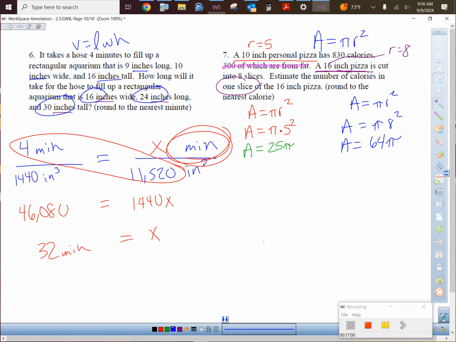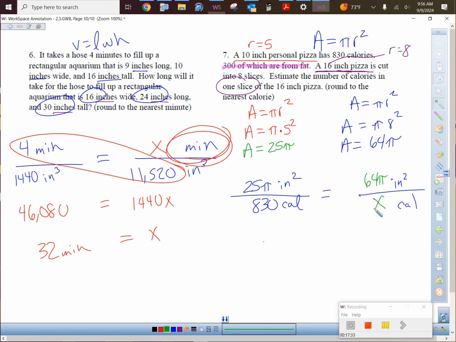Now I can set it up like this. So I do my proportion. The first one is 25 pi square inches is to 830 calories. I'm comparing the area of the circle to how many calories it had. Could you do that in the second fraction? If this one's square inches over calories, so does the other one have to be. We don't know the calories of that other pizza, but we do know its area. Isn't it 64 pi?